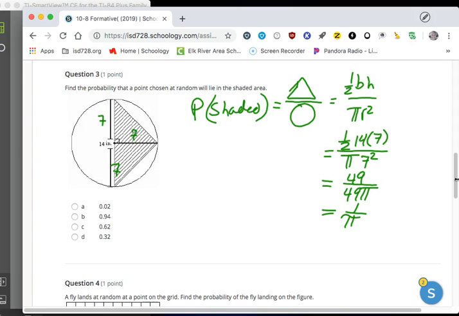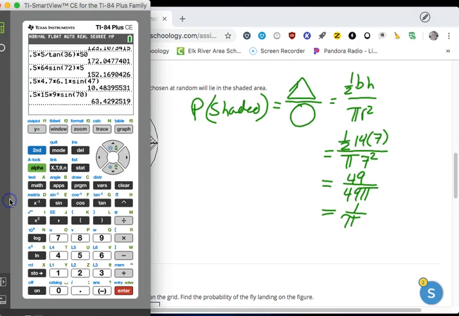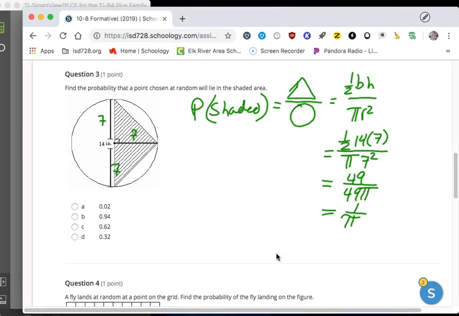When I finish that, and I pop that in my calculator, so I got 1 divided by second pi. And that's going to equal 0.3183. So this is going to equal 0.318. And I look over at my answers, and that's going to be 0.32.